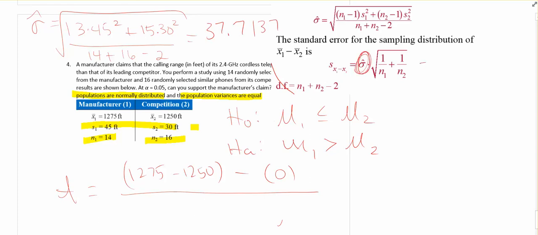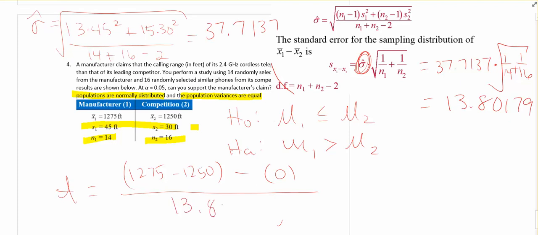Now that goes here, okay? So then this would be equal to the 37.7137 times the square root of 1 over 14 plus 1 over 16. So we need to multiply that. This is now worth 13.80179. That's my denominator. How disgusting. Thankfully, this scenario does not come up very often. You see it once, maybe twice in the homework, I think.